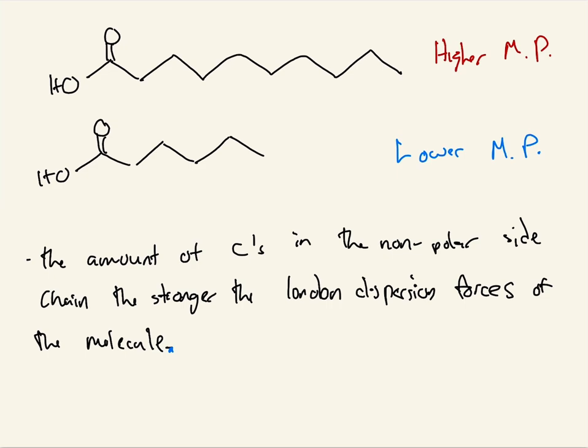Okay. Any questions on that? That's a good point. The longer the chain, the higher the melting point is going to be, right? Because the London dispersion forces are stronger, so they can feel stronger attraction to each other.